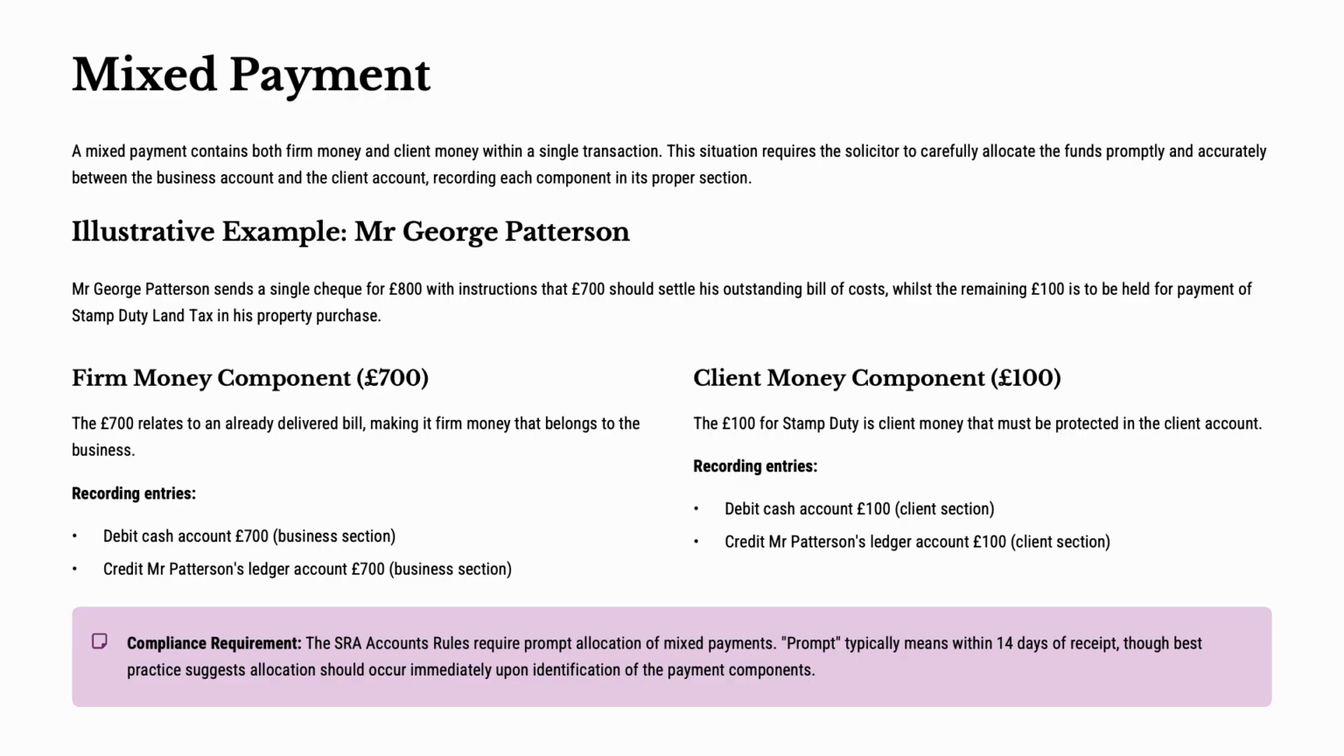Now, how to record it? Bit tricky, but that's not that tricky. We can easily understand it. So for record, debit cash £700 in business section, and credit client ledger £700 in business section. That's business money. Now debit cash £100 in client section, and credit client ledger £100 in client section.